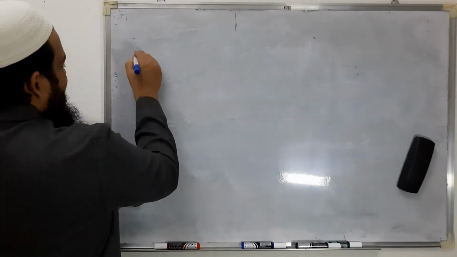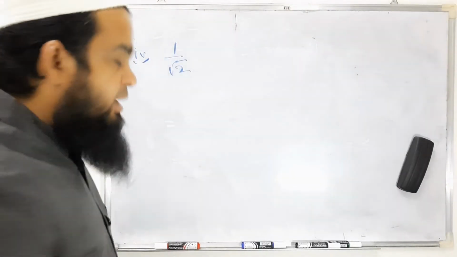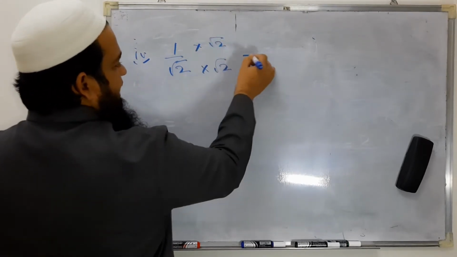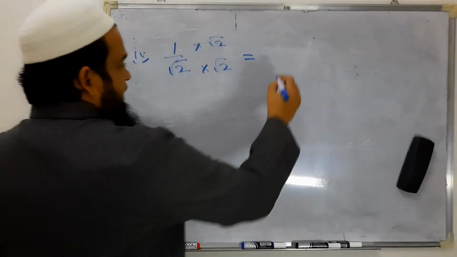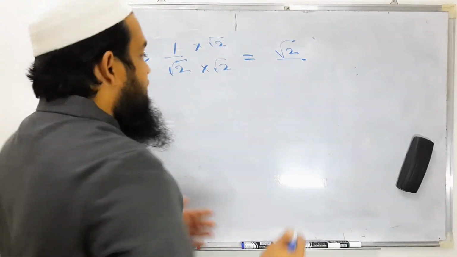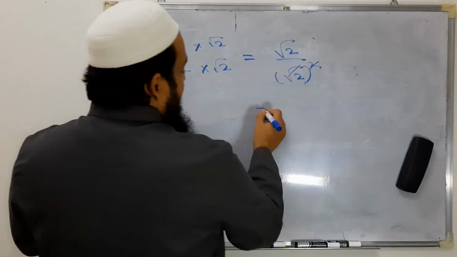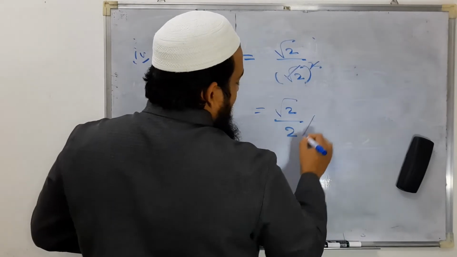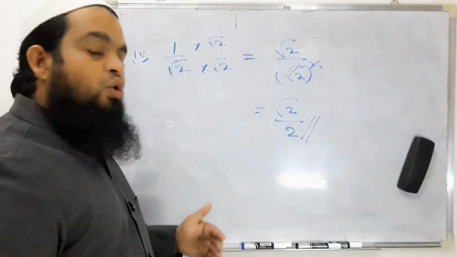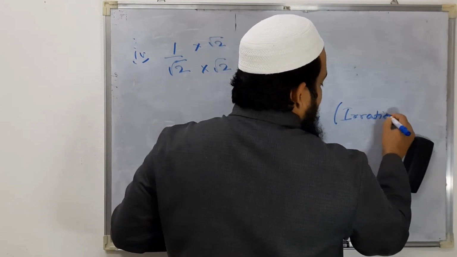And the fourth one is 1 by root 2. I already told you how to rationalize the denominator. You just multiply by root 2 in the numerator as well as the denominator. 1 times root 2 is root 2, and root 2 times root 2 is root 2 whole square. I am telling you one more time, the square and square root get cancelled. The answer is root 2 by 2. Whenever you divide an irrational number by a rational number, you get an irrational number. So this is also an irrational number.